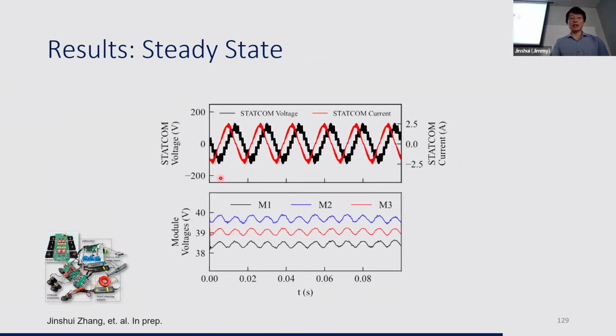Here are the steady state results. The top waveform shows the output voltage, which is the black curve, and current is in red. Both are in good sinusoidal shapes. And the bottom shows 3 module voltages. They're well maintained and balanced around 40 volts.